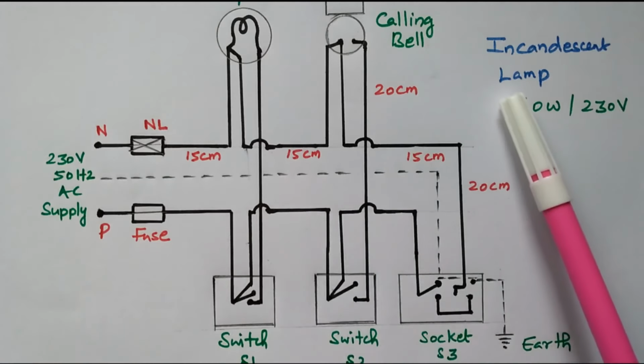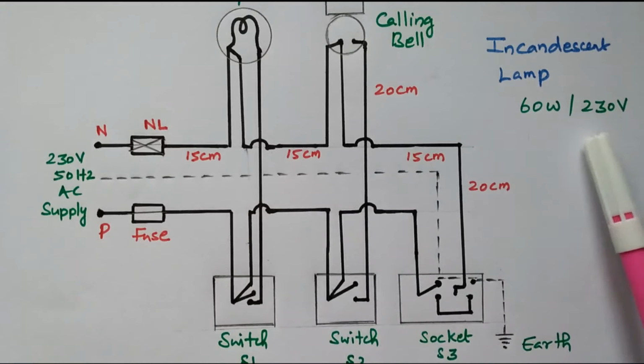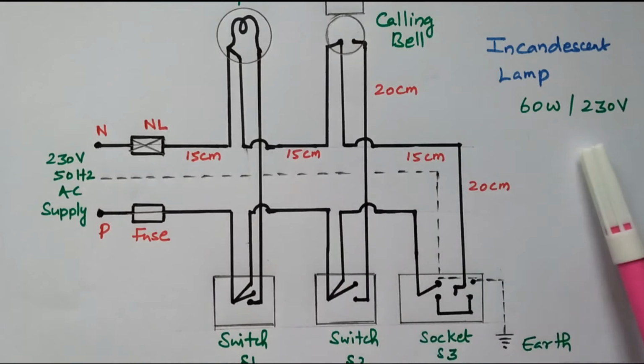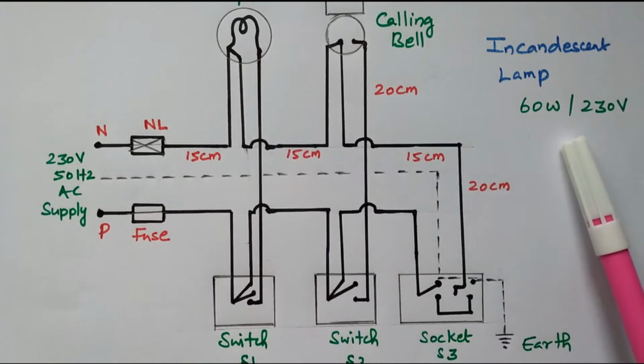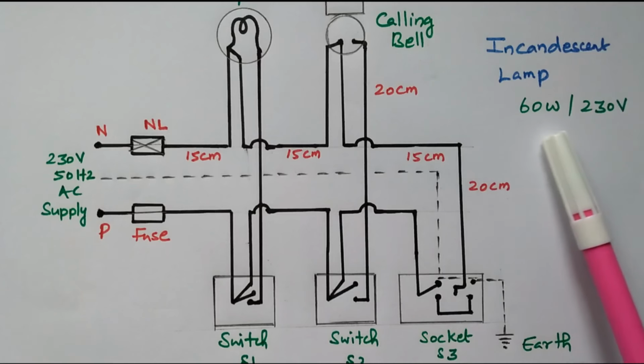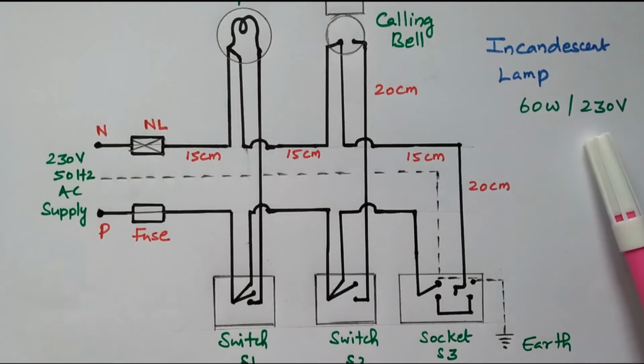Then we will see the incandescent lamp rating. This is 60 watt, 230 volt. The lamp we are using is 60 watt, 230 volt. Based on the rating only we can decide the fuse and other ratings, so we need to decide what type of lamp and what is the rating of the lamp we are going to use.